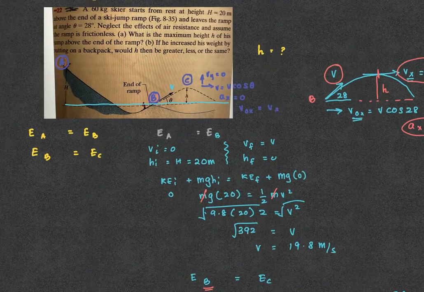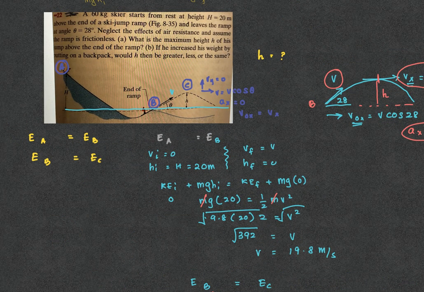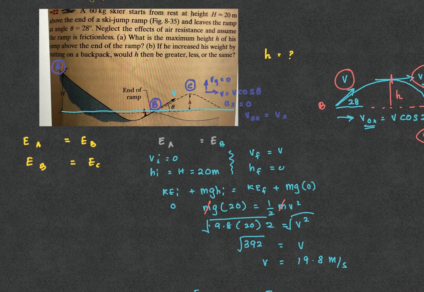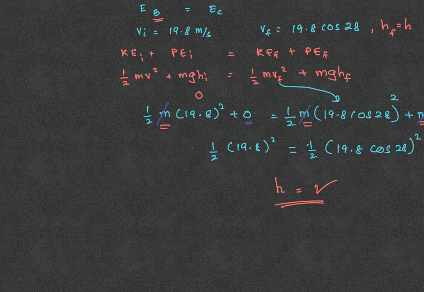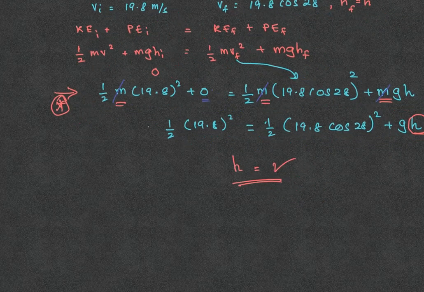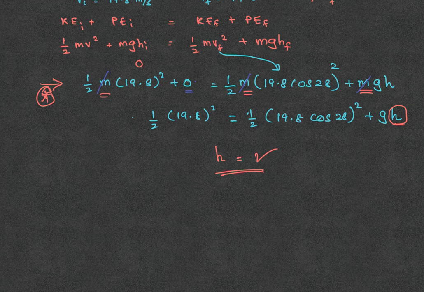Now the second part of the question asks: if he increased his weight by putting on a backpack, would h then be greater, less, or the same? The answer can be given by looking at this equation. What happened to m? Whether you use a backpack or not, m gets cancelled out since it is common on both sides. So the answer to part B is it doesn't matter. m cancels out, so nothing actually changes. Everything would stay the same.